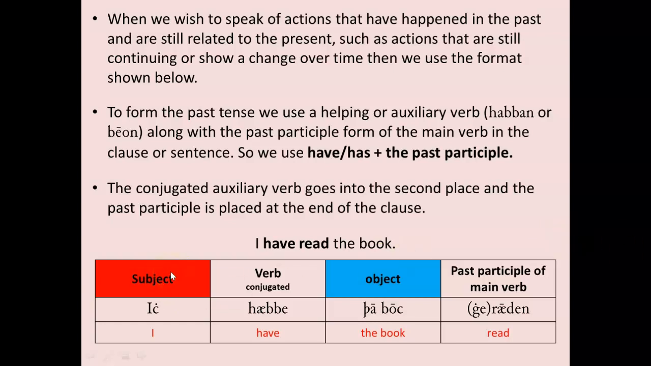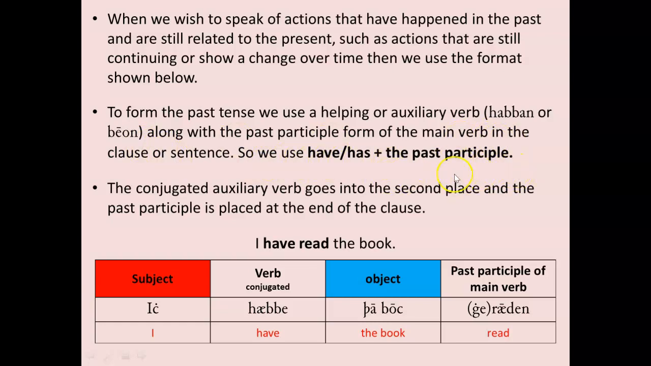So in your general sentence, you have a subject, the verb in the second place, as in Germanic languages, then objects and adverbials and so on. And then the past participle of the main verb would go at the end here. When we speak in the present tense, this would be the infinitive or unconjugated verb at the end. But when we speak about events in the past, we must put the past participle in that position. So to form the past tense, we use a helping or auxiliary verb, have or be, along with the past participle form of the main verb in the clause or sentence. So we use have, has, plus the past participle.